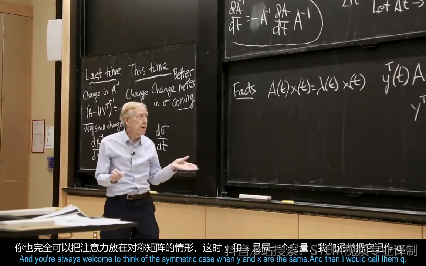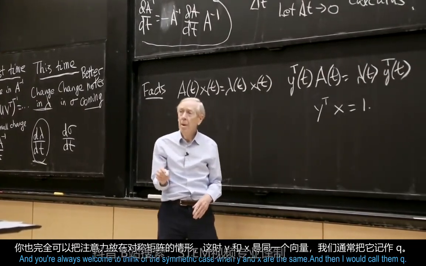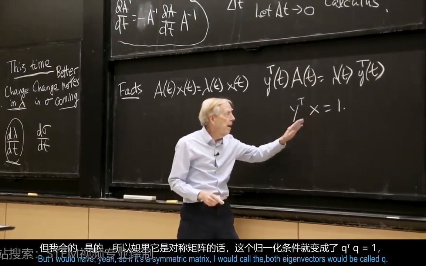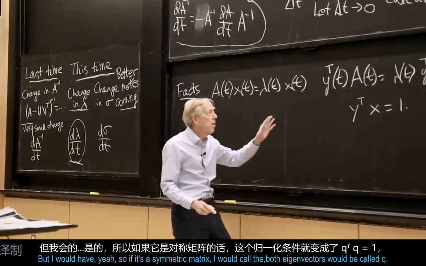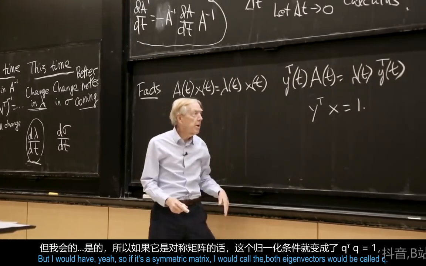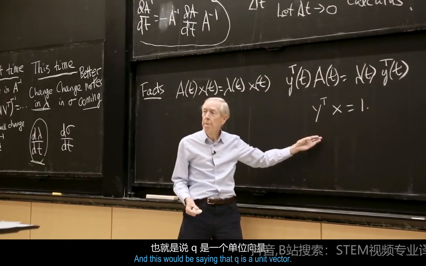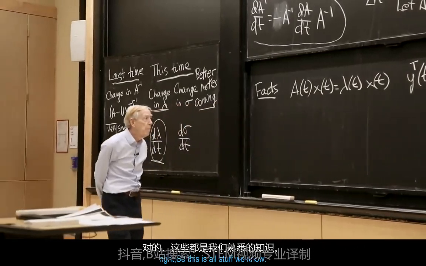So what I've got there is tracking along one eigenvalue and its pair of eigenvectors, and you're always welcome to think of the symmetric case when y and x are the same, and then I would call them Q. If it was a symmetric matrix, both eigenvectors would be called Q, and this would be saying that Q is a unit vector. Right. So this is all stuff we know.